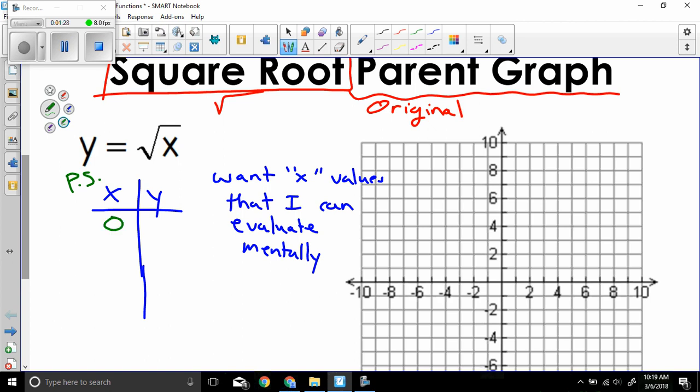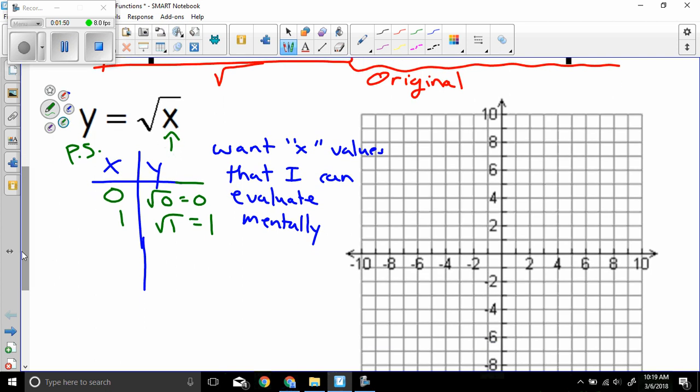The very first perfect square is actually 0. I could take the square root of 0. If I were to plug 0 in for my x value, I'm just going to get the square root of 0, which is equal to 0. All right, what's the next one? 1. Okay, I can do 1. The square root of 1 would just be 1. Not hard.